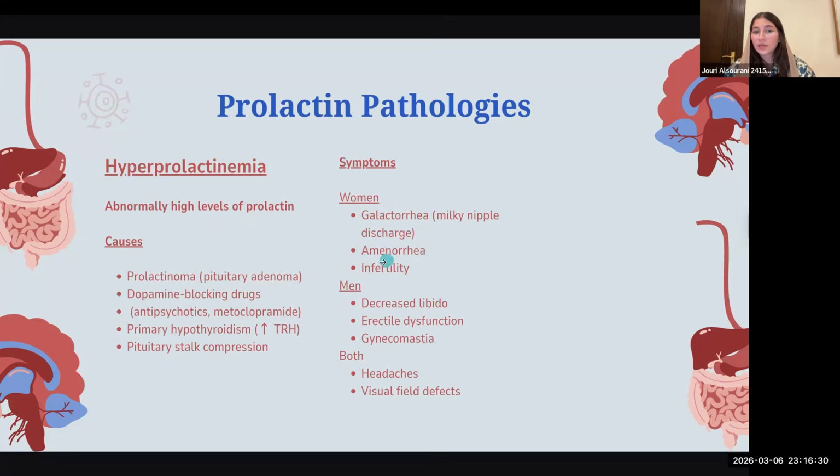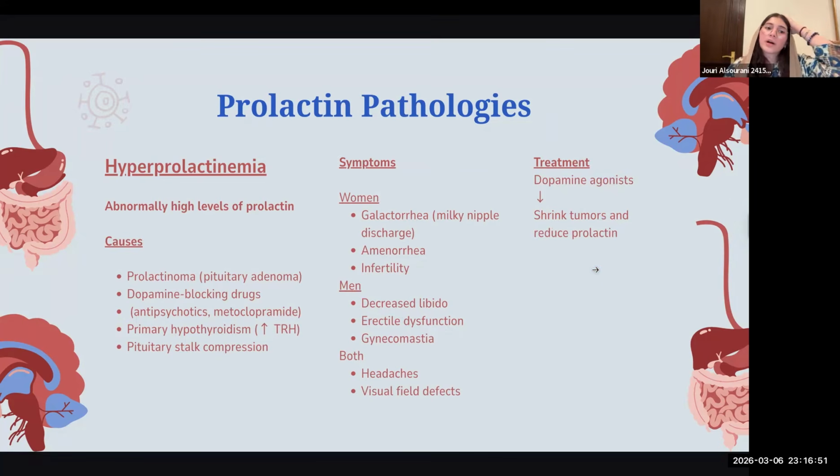Amenorrhea, infertility. For men, they'll have decreased libido, okay? They're going to have erectile dysfunction and gynecomastia. And for both of them, some general symptoms will be headaches and visual field defects. For the treatment, this is not very important, but we'll have dopamine agonists. It will shrink tumors, reduce prolactin.